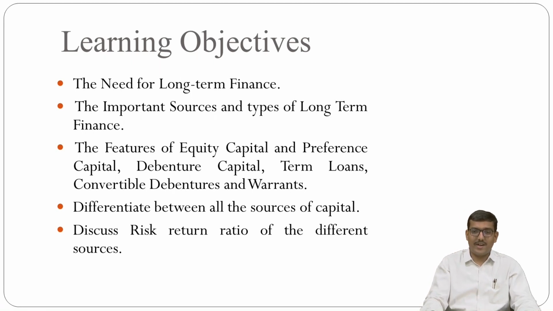Now the question is, sir, we are discussing long-term finance, but what are the learning objectives for it? There are a few learning objectives for studying this particular chapter called long-term finance. First, the need for long-term finance. Second, the important sources and types of long-term finance. Then the features of equity capital, preference capital, debenture capital, term loan, convertible debenture, warrants, etc. Then we differentiate between all the sources of capital. Then we discuss the risk and return ratio of the different sources. So these are the learning objectives of this chapter called long-term finance.